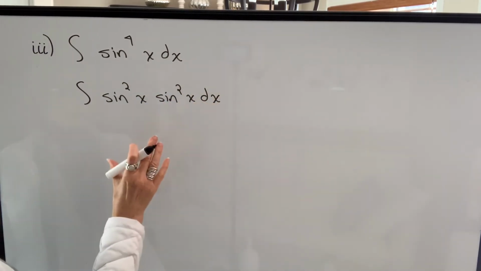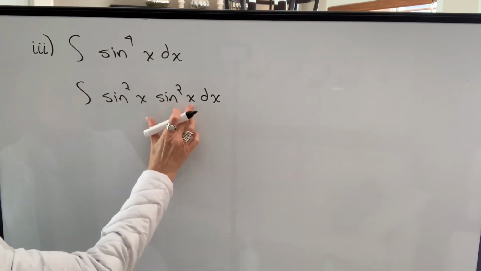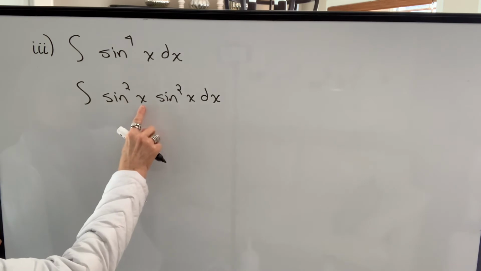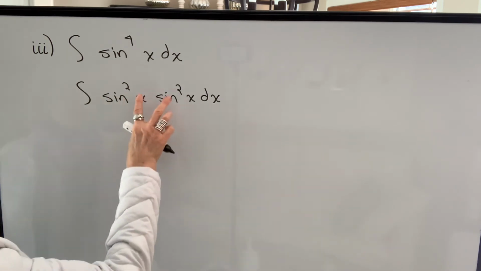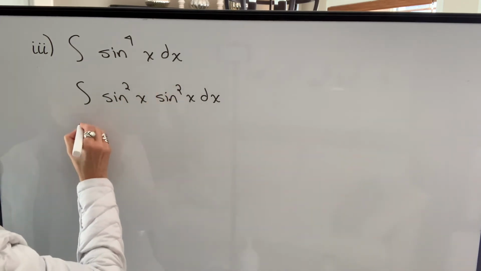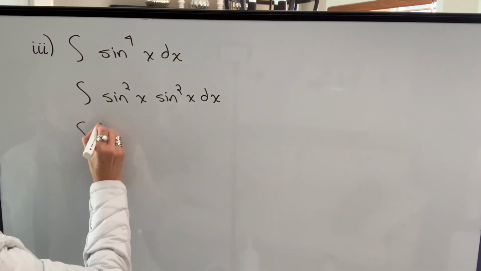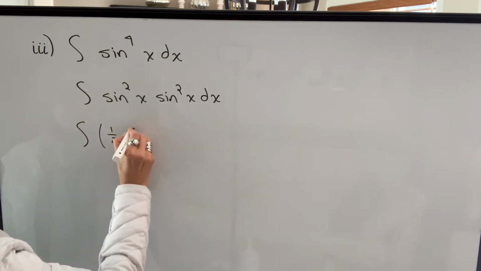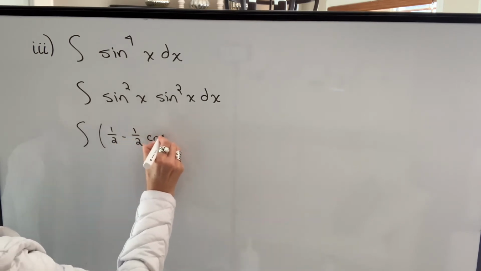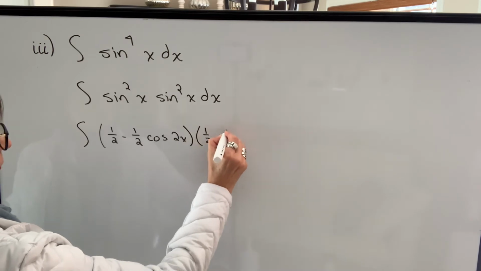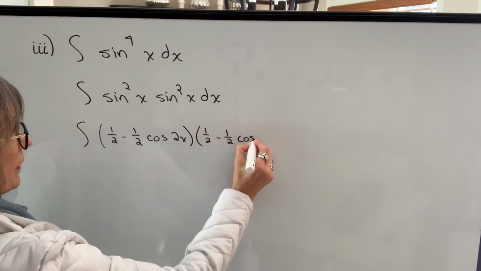Now this is different than the last example. If I just had a sine x here, if this was a cube, I would just have a sine x. I would use my Pythagorean identity. But in this case, we have squares on both of them. So I'm going to replace them with the double angle identity. So it's going to be 1/2 minus 1/2 cos of 2x times 1/2 minus 1/2 cos of 2x.